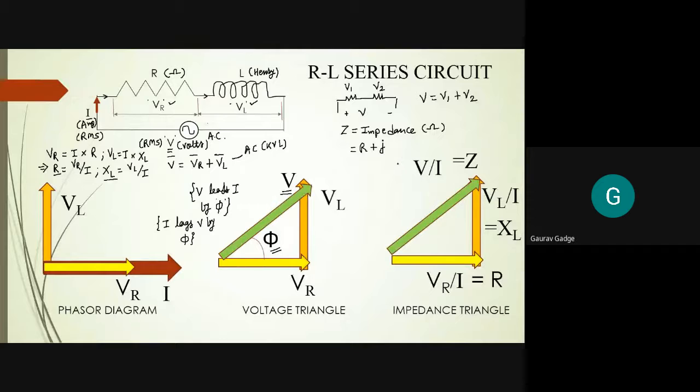Which alphabet are you comfortable with, I or J? Can anyone tell me? Or shall I proceed with J? So what is small j indicating? Small j is indicating the imaginary part. And the imaginary part of this particular impedance triangle is representing XL. So Z is equal to R plus jXL.